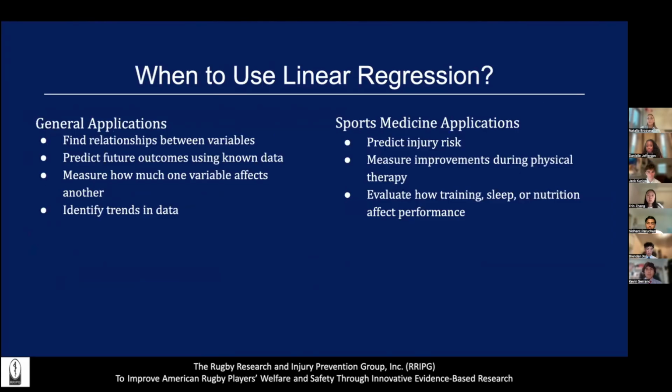When to use linear regression. Linear regression can be used in many different aspects. In general, it can help identify trends, predict future outcomes, and estimate how much one variable affects another. In sports medicine, it can be used to predict injury risks, track improvements with physical therapy or rehab, and evaluate how different factors like training load, sleep, and nutrition impact athletic performance. This also allows researchers, regardless of their field, to make evidence-based decisions.